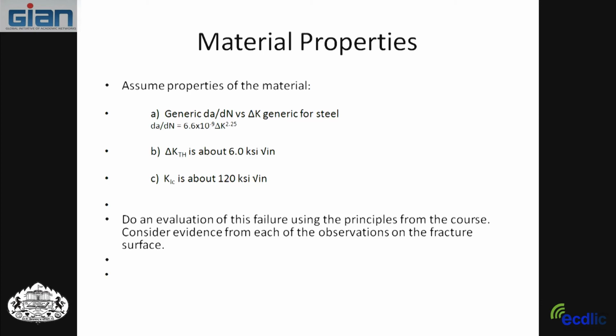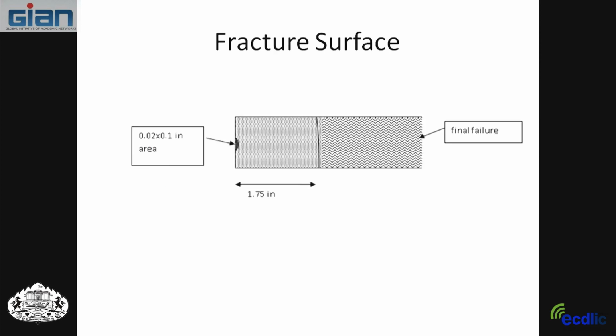Now, I took the generic properties for steel from that graph I showed you on Wednesday. Delta K threshold was about 6. K1C is about 120. So I want to do an evaluation of this using some of the principles that we learned to see if we can figure out what caused failure. And this is made up, so I kind of stacked everything in my favor to come up with one conclusion. Now, I'd like to start here with final failure and see how final failure looks like.